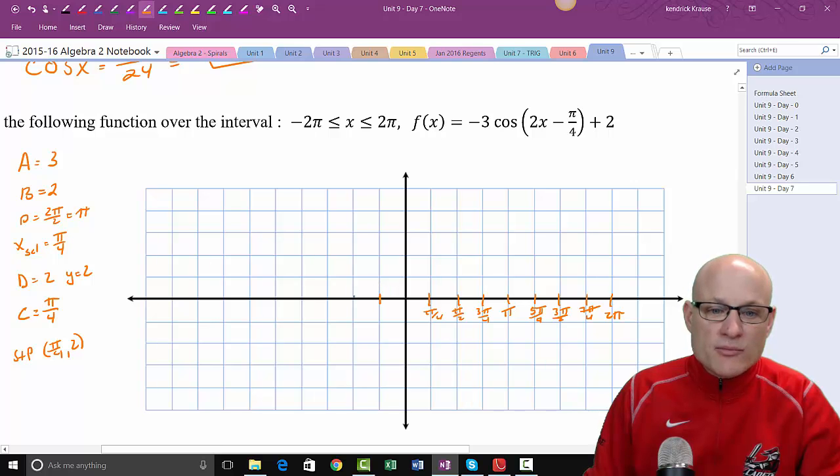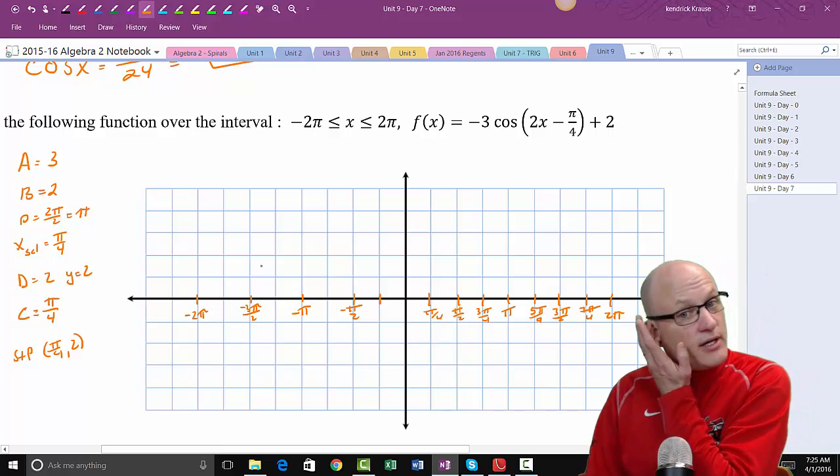So I'm just going to go every other one. Pi over 2, negative pi, negative 3 pi over 2, and negative 2 pi. All right.